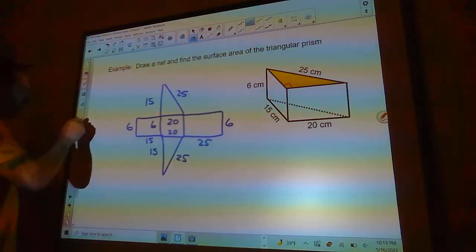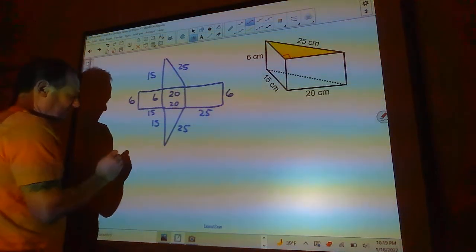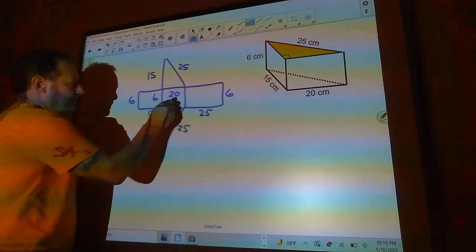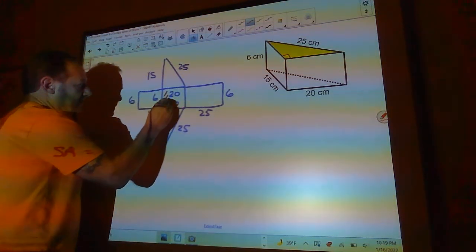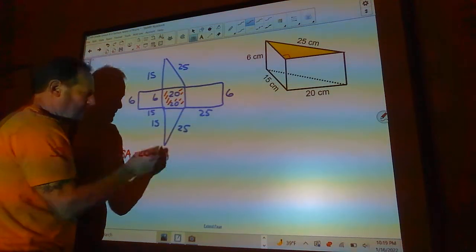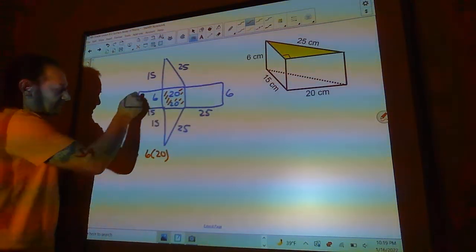Okay, now I've got to find the area of those 5 things. So the surface area then is going to be, this is going to be 6 by 20, because the base is 20 and the height is 6. This one's going to be 15 by 6.